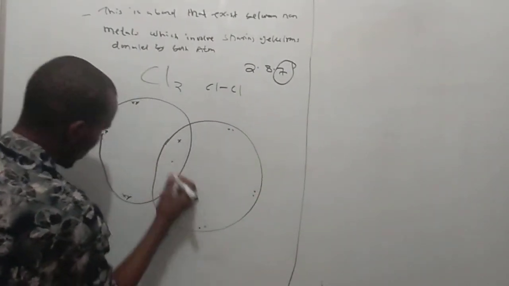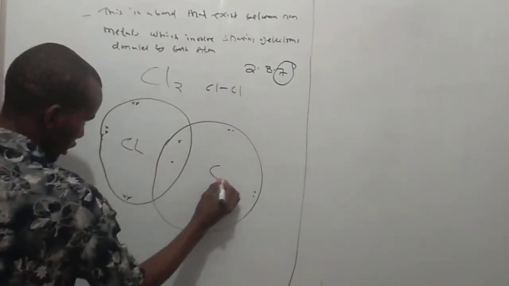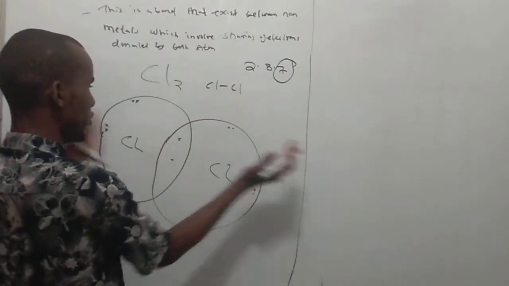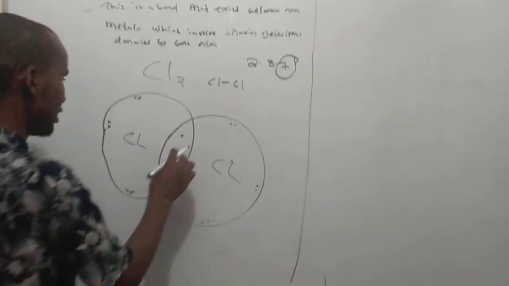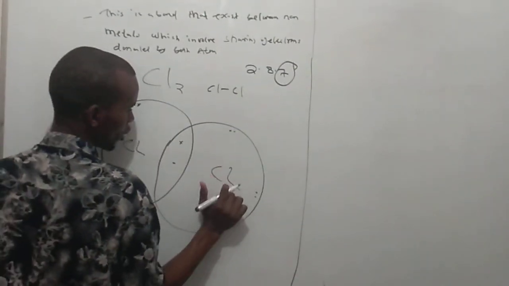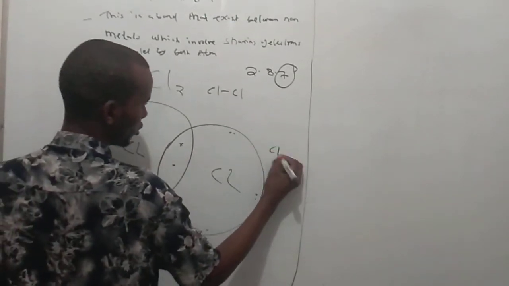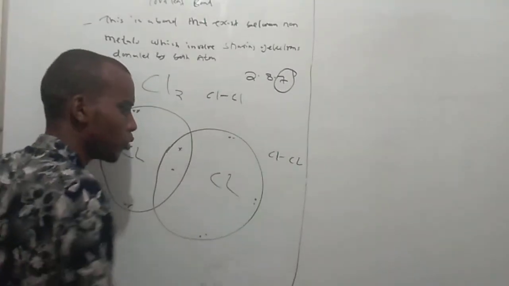Now you can say here is chlorine. This is chlorine. It means they share electrons. This chlorine donates one electron, and this chlorine donates one electron. So we have chlorine to chlorine. That's how we draw the covalent bond.